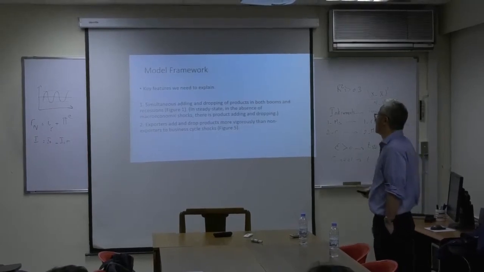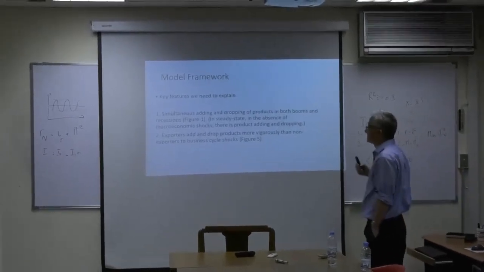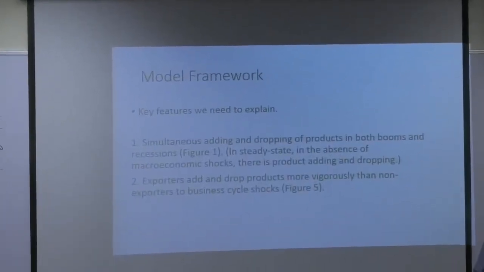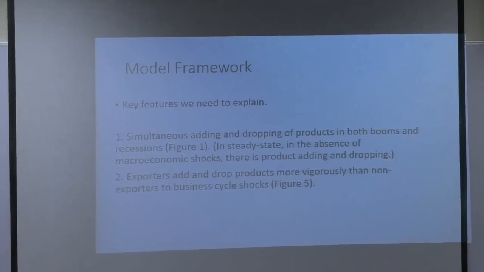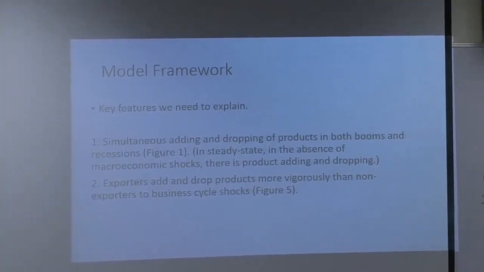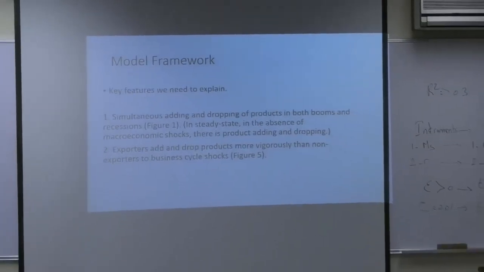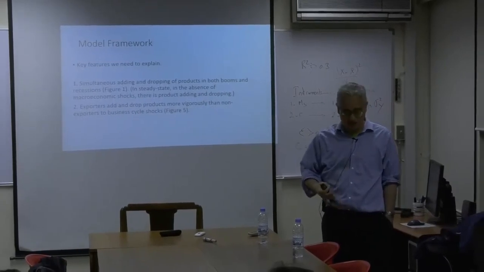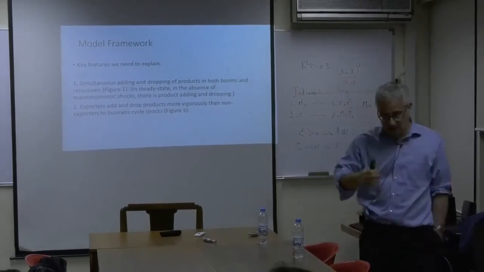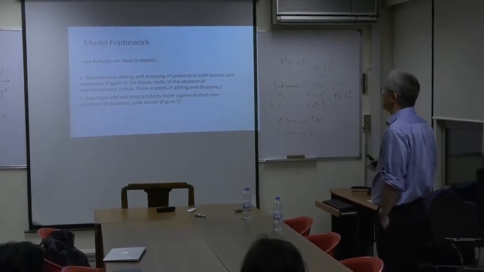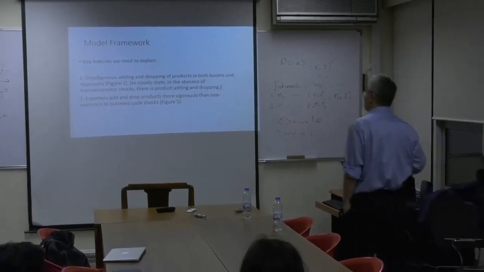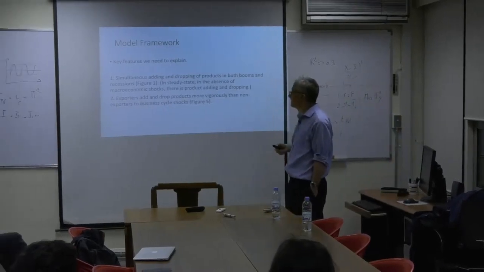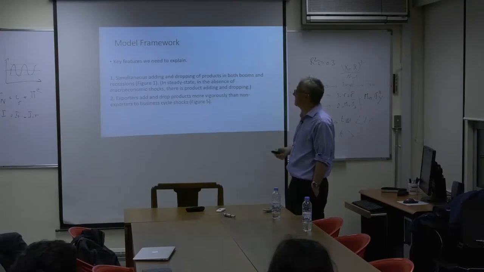So the key features we need to explain are the simultaneous adding and dropping of products in both booms and recessions. Why would you drop products in a boom? The surprise is that if the economy is really strong, why would you be dropping products? So you want to explain the simultaneous adding and dropping of products in both booms and recessions. Another thing is, why do exporters add and drop products more vigorously than non-exporters?